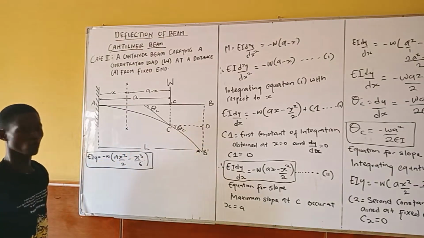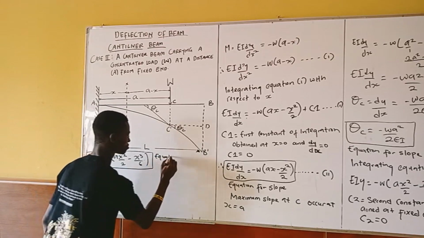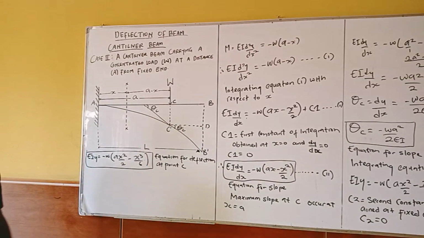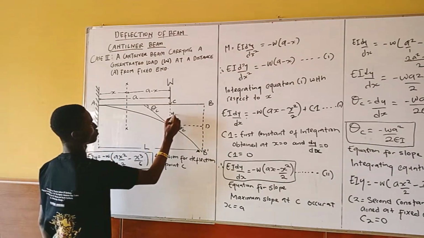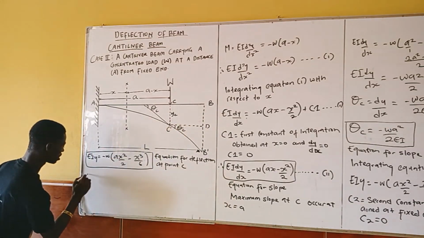Equation for what? For deflection at what? At point C. So let me write it. The equation is what? Our equation for deflection at what? At point C. So for me to have maximum deflection at point C, at this point now, deflection at what? At point C now.